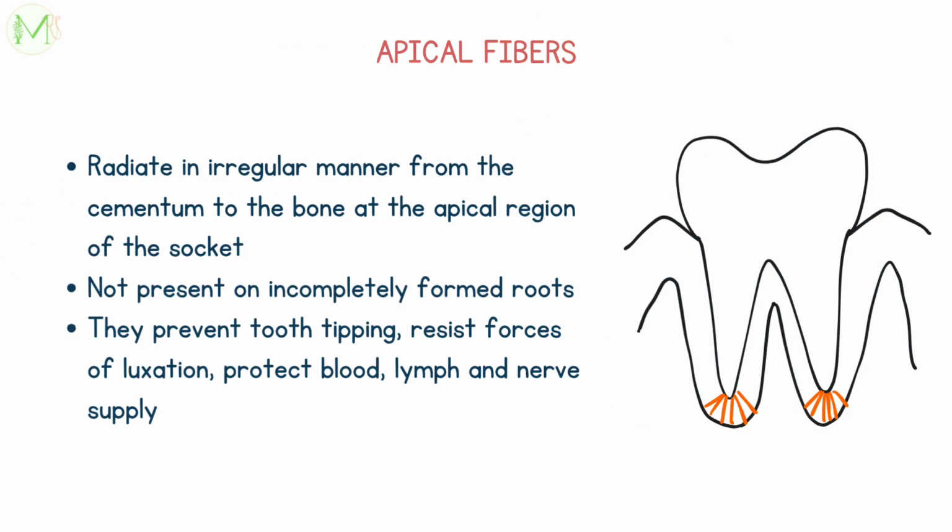The next type is apical fibers. The apical fibers radiate in an irregular manner from cementum to the bone at the apical region of the socket. They do not occur on incompletely formed roots because in tooth development, roots are formed last, right? So once the root formation is completed, that's when you will find the apical fibers. They prevent tooth tipping, resist forces of luxation, and protect blood, lymph, and nerve supply.